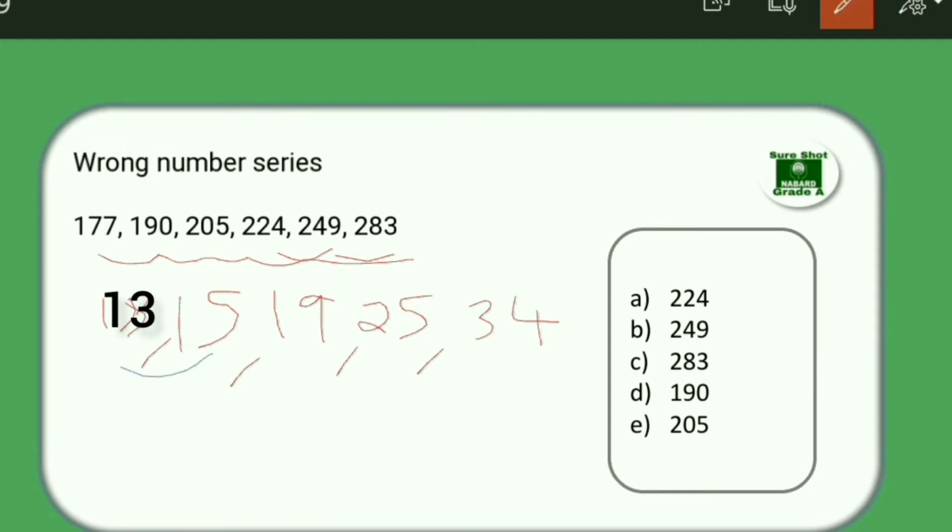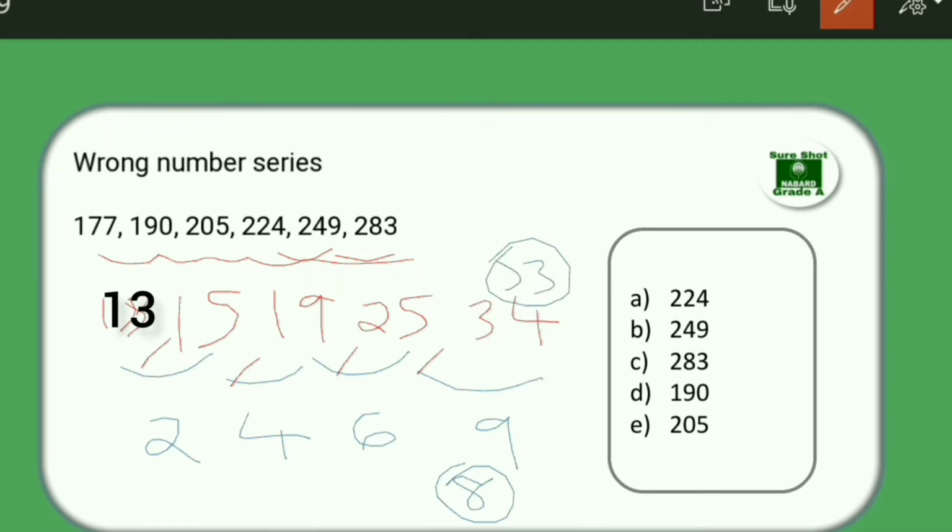Let's take the difference: 2, 4, 6. Here it is 9, but with 2, 4, 6, 8 should come here. So here it should be 33, and here it should be 282. So the wrong term here is 283.